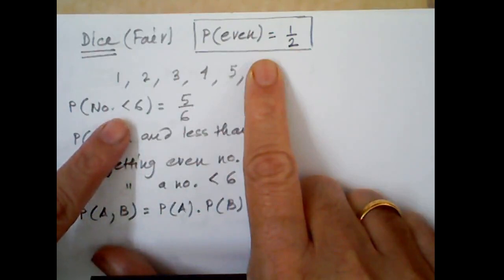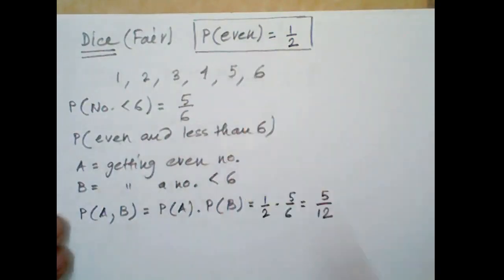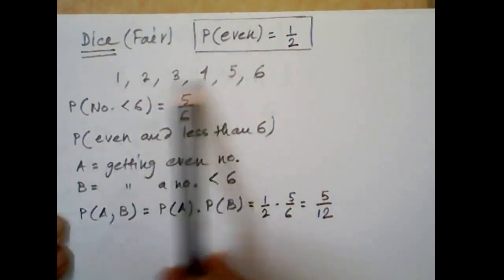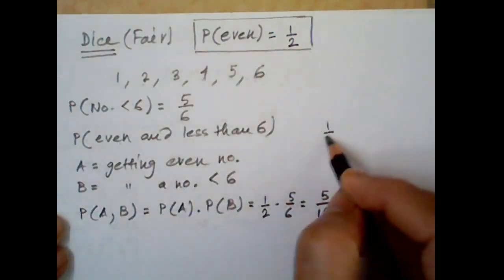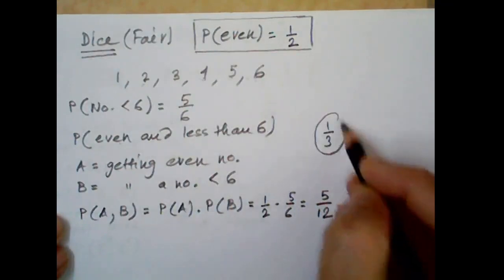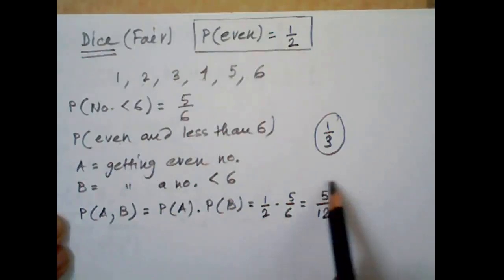So what would have been the probability of that? So the probability of getting a number which is even and less than 6 has got to be 2 divided by 6, and that is 1/3. 1/3 is the answer here. But then you got it completely wrong. Alright?